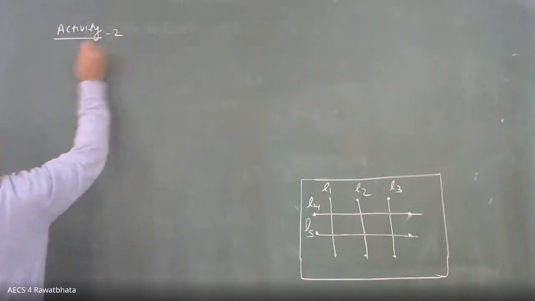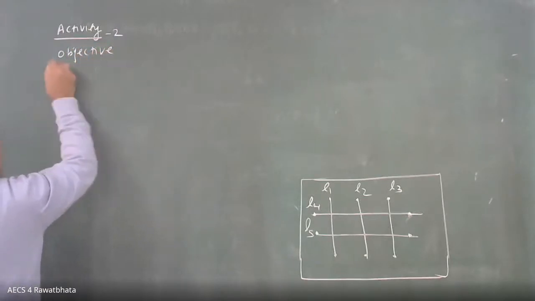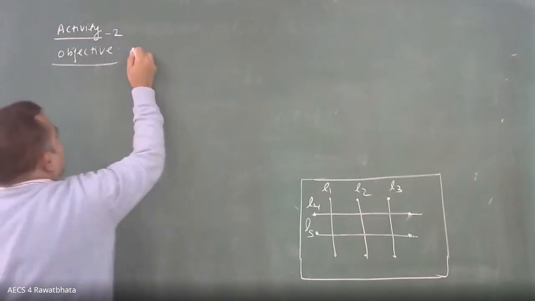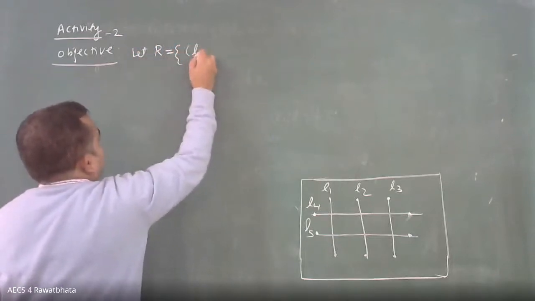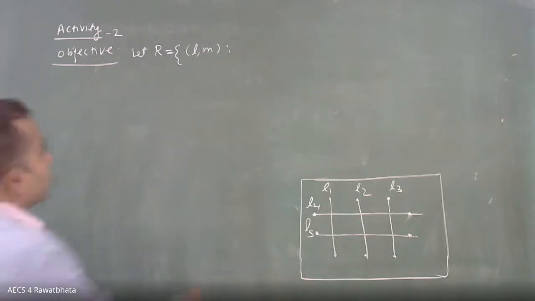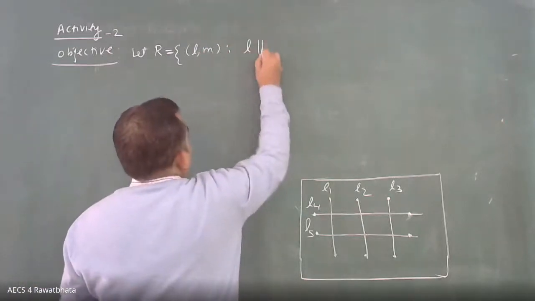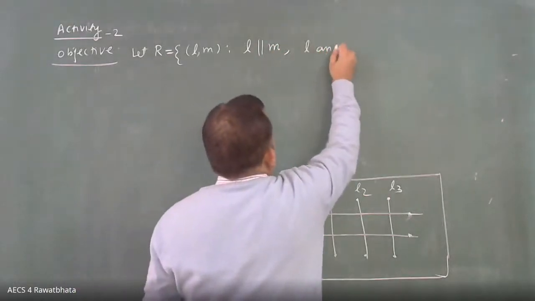Activity number 2. Here the objective is, here also these lines only will do. Let R be the relation on the set of lines, ordered pairs of 2 lines, such that L is parallel to M, where L and M are straight lines.